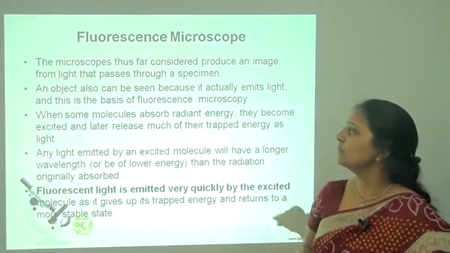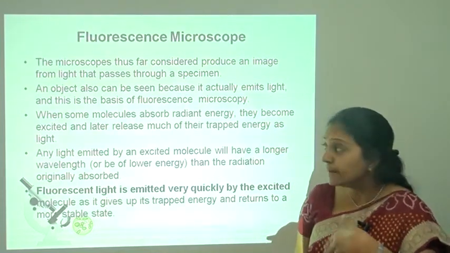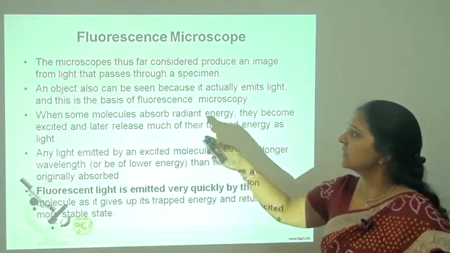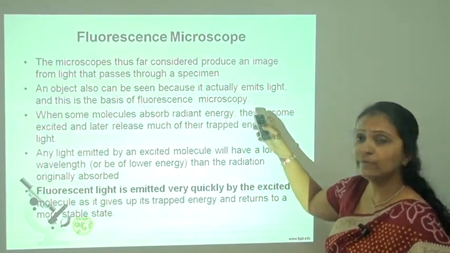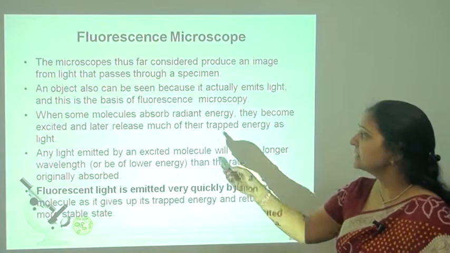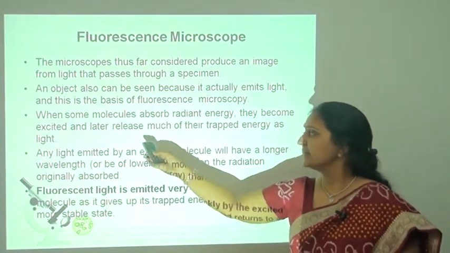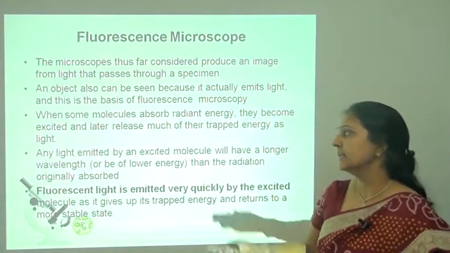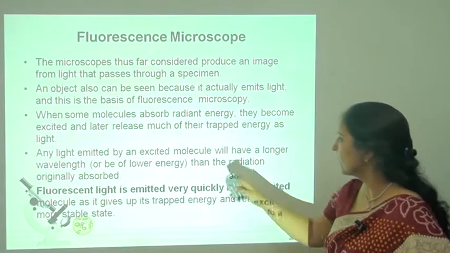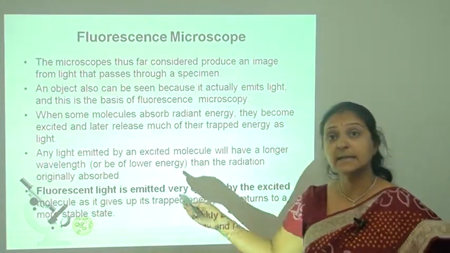But here in the fluorescent microscope, the specimen or object produces the light, it emits the light. So an object also can be seen because it actually emits the light, and this is the basis of the fluorescence microscopy. When some molecules absorb radiant energy, they become excited and later release much of their trapped energy in the form of light. Any light emitted by the excited molecule will have a longer wavelength than the radiation originally absorbed.